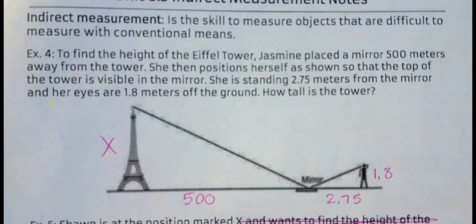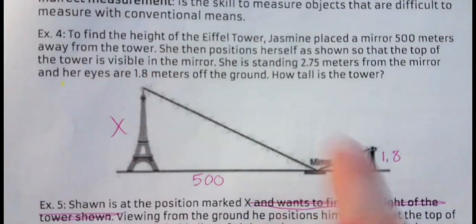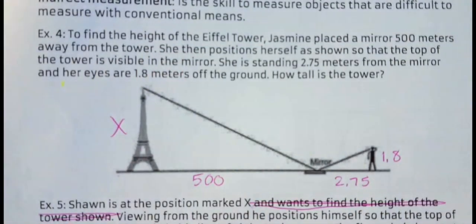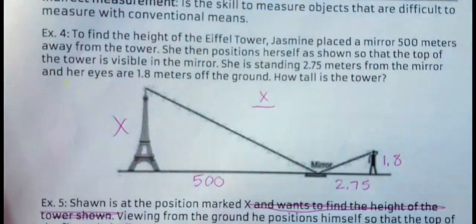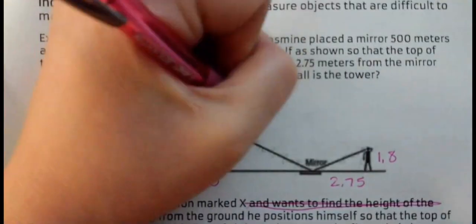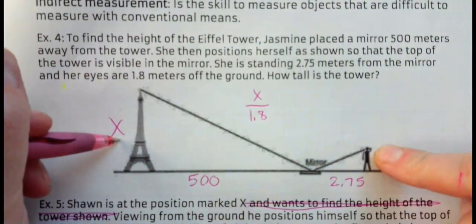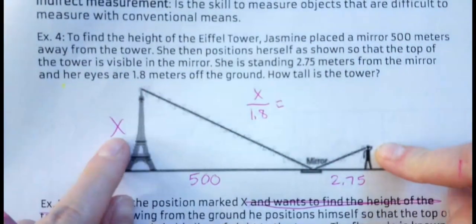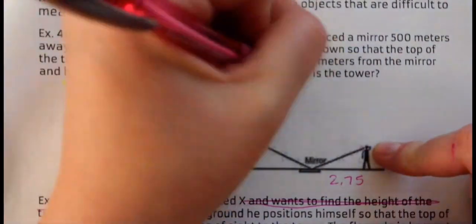All right, so based on what this says on the 8.5 notes, we place these numbers. And there's multiple ways to set this up. If you set it up a different way, that's fine. So x over, we're going to take the two heights and put them together, over 1.8, because they're both the heights of the triangle. And then we're going to put our equal sign. And now x is like the Eiffel Tower triangle, so we're going to put 500 on top.